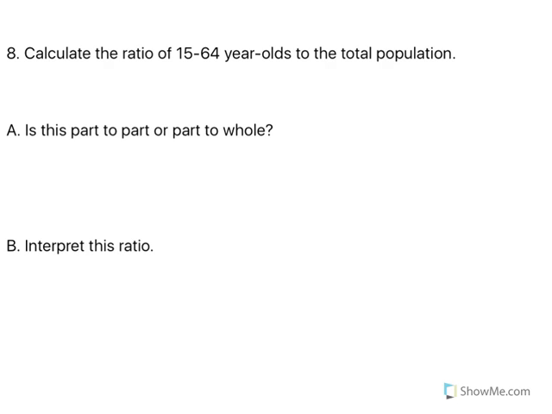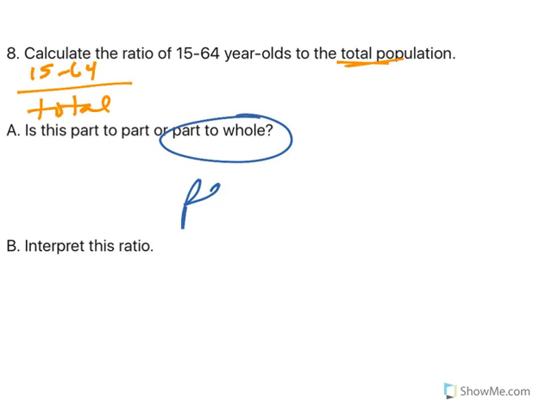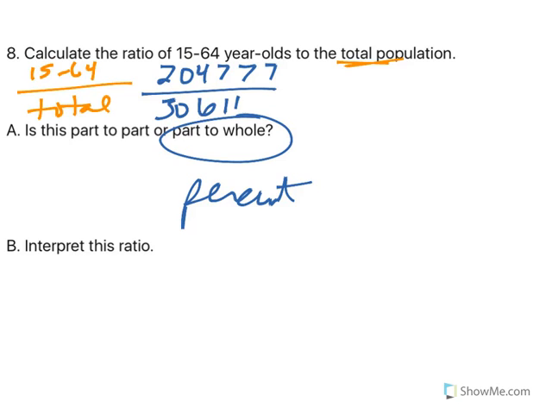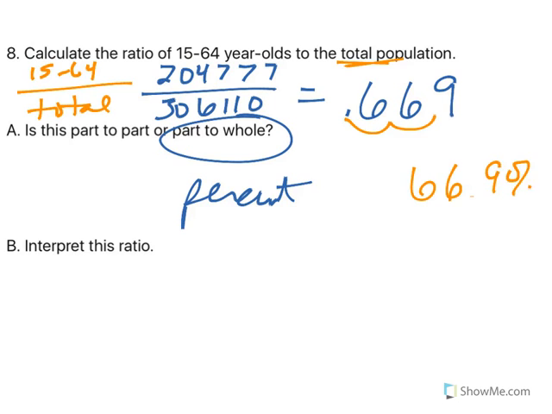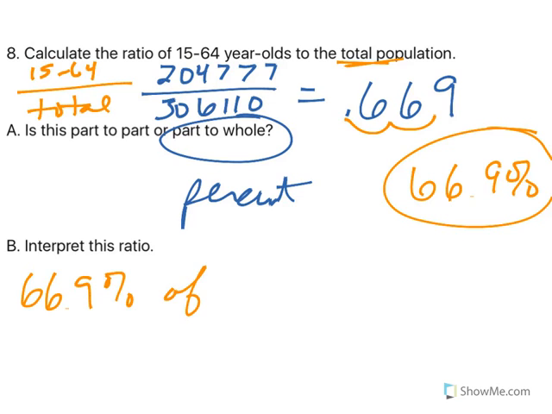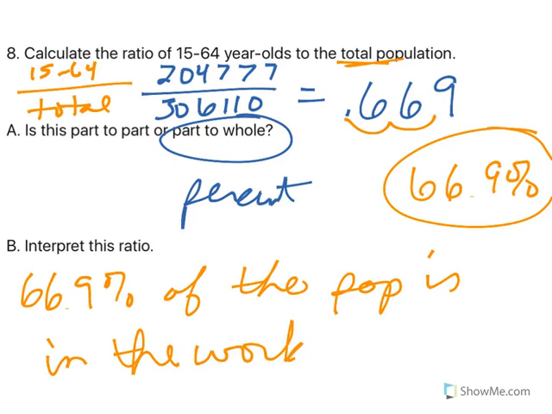Calculate the ratio of 15 to 64. Those are the workers. So we're using 15 to 64 to the total population. And again, fireworks going off in your head. Part to whole. That's a percent because you have the total on the bottom. So I've got the 204,777 over the total 306,110. I'm going to divide those to get a decimal, and because it is part to whole, I can make this a percent. So when I interpret this ratio, 66.9% of the population is in the working class. Or you could say is 15 to 64.